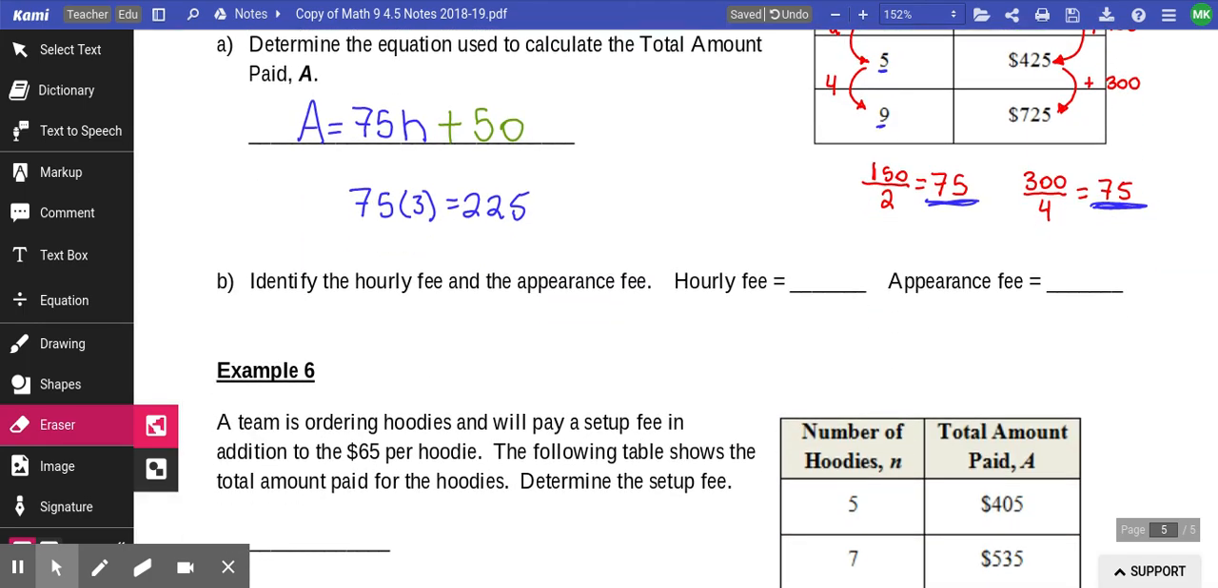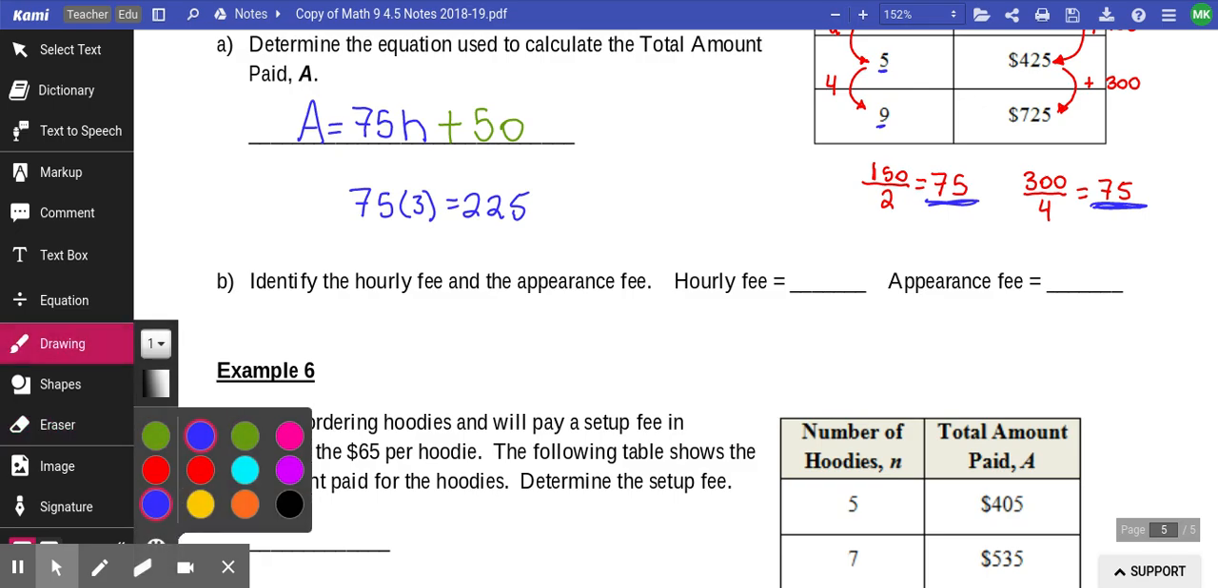If you look at part B, we already did this. Identify the hourly fee. The hourly fee is $75. We just talked about that. Determine the appearance fee. The appearance fee is $50.